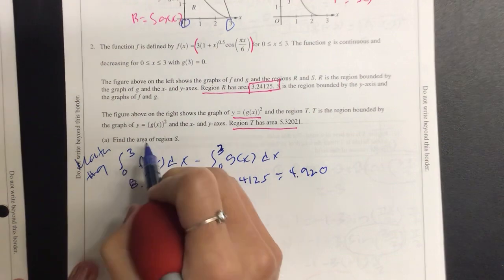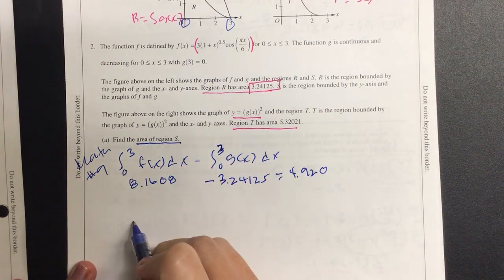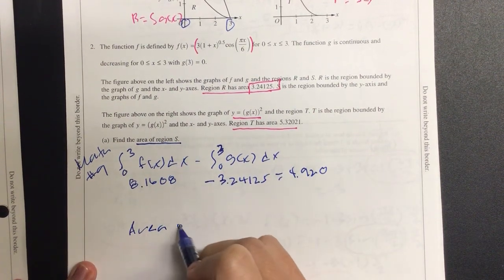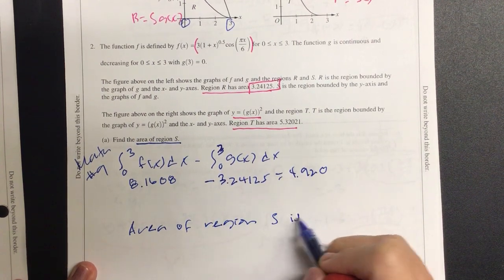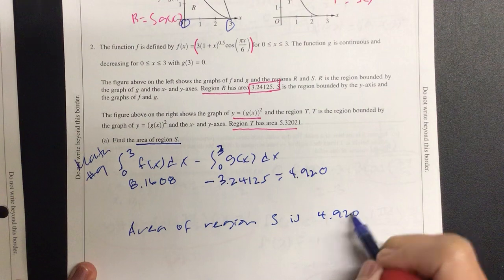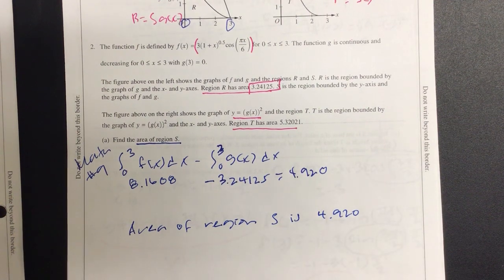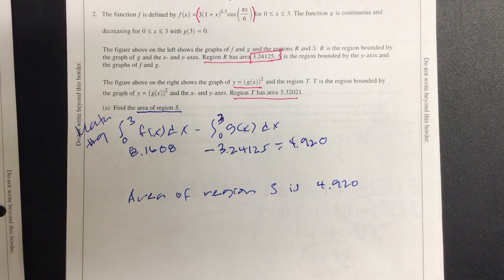So let's write this in words. You copy the original sentence: the area of region S is 4.920. And yes, they want the sentence. Always repeat their statement.